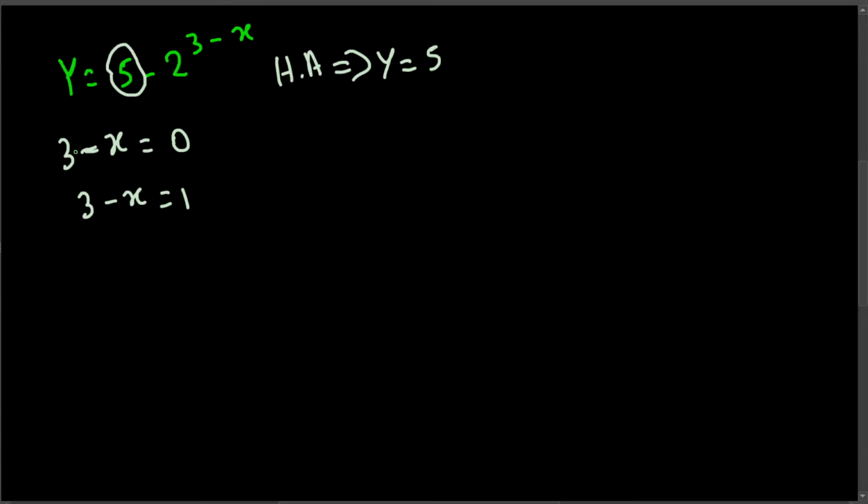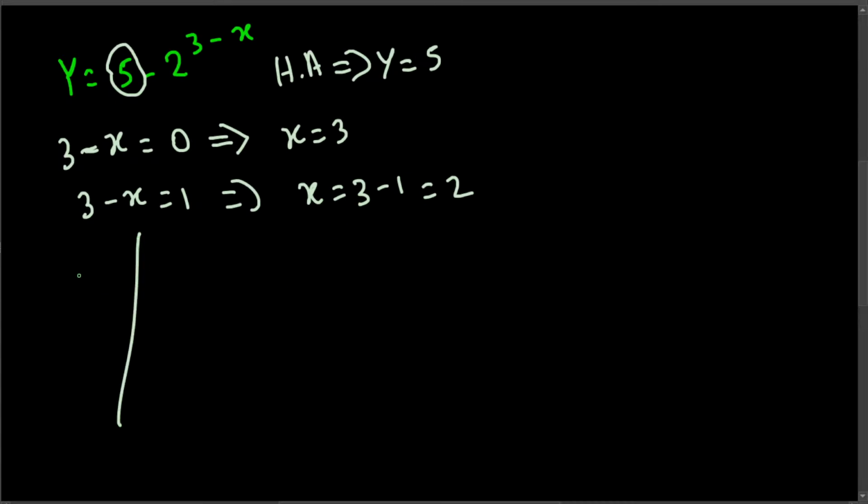Now if you solve this one, 3 minus x is equal to 0, 3 minus x is equal to 1. To solve this one, you can move the x to the other side. That's going to give us x is equal to 3. And here if you move x and 1 to the other side, this is going to give x is equal to 3 minus 1, that is equal to 2. So these are the 2 points of interest we are having.